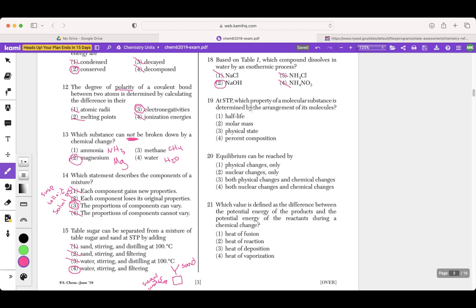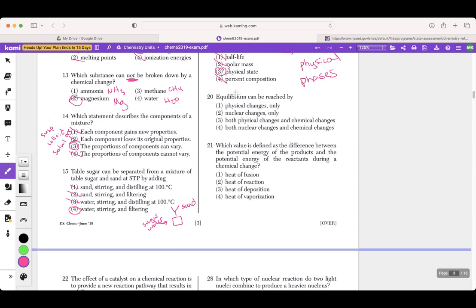19, at STP, which property of a molecular substance is determined by the arrangement of its particles? When we look at the word arrangement, it is physical, and phases are physical. Half-life, no. Molar mass, no. Physical state is what we're looking for here. Physical state is the only thing that has to do with the arrangement of the molecules.